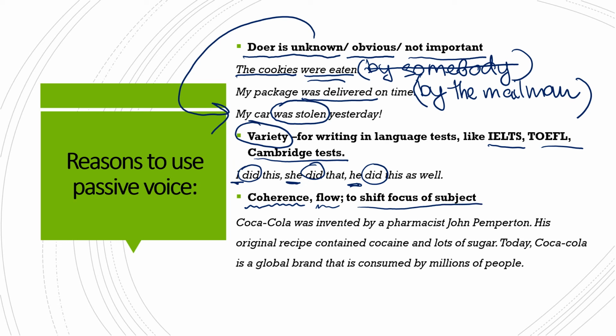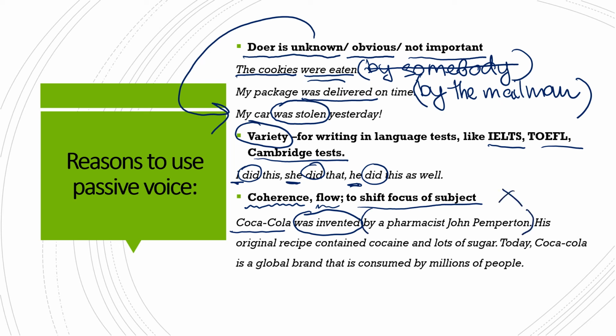Let's take a look at the little example I have in here. Coca-Cola was invented by a pharmacist, John Pemberton. What is important in the sentence? Correct. The action. Something was invented. We haven't had that product before, but now we have it. So Coca-Cola was invented. This information, by a pharmacist, John Pemberton, is not relevant.